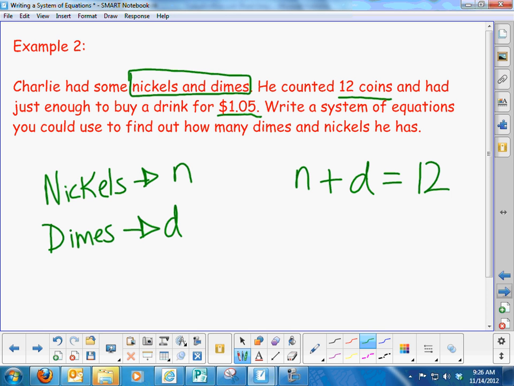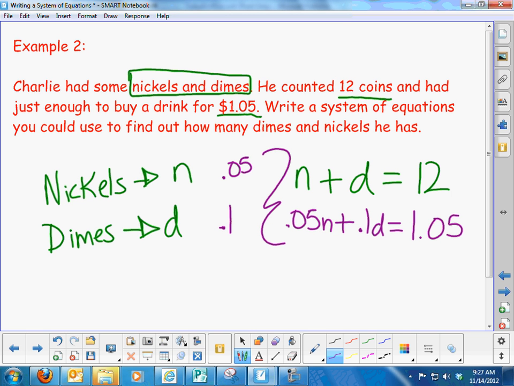Now I'm looking and I see that he has an amount right here. Well, the funny thing about nickels and dimes is that each one has a certain amount of worth. So we know that nickels are worth how much? Yes, nickels are worth 5 cents. And dimes are worth how much? 10 cents. So these are the things that I know about nickels and dimes. I also know that he had a total of $1.05. So he had some amount of nickels, worth 5 cents each, plus some amount of dimes, worth 10 cents each, and that totals $1.05. So here is my system of equations. N plus D is equal to 12, and 5 cents times the number of nickels plus 10 cents times the number of dimes equals $1.05. We can solve that and figure out how many of each coin he had.